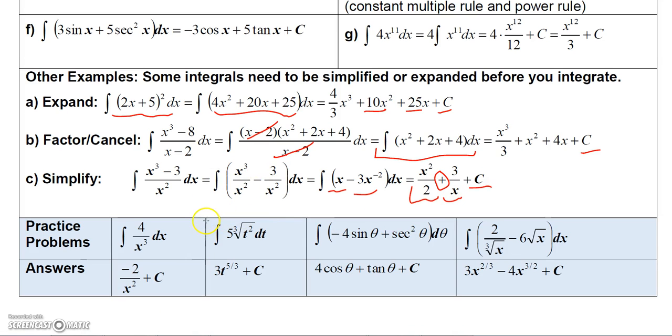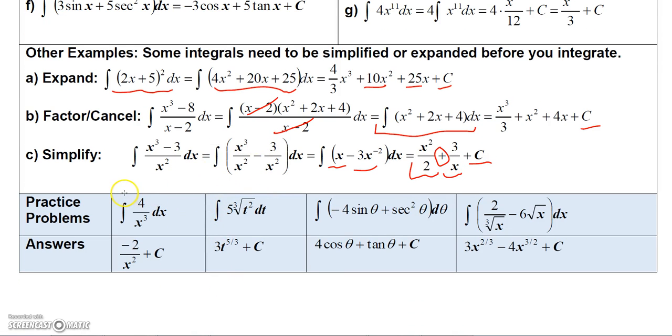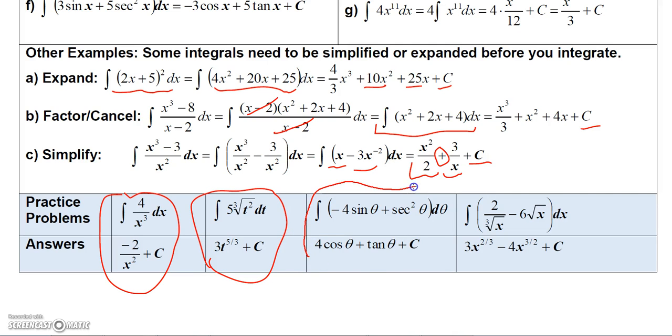Now, down here are some practice problems if you want to practice on these. The top portion is the problem, and the answer is the bottom portion of each of these. So if you want to work those in your spare time and see if you get the same answer as I do, feel free to do so.